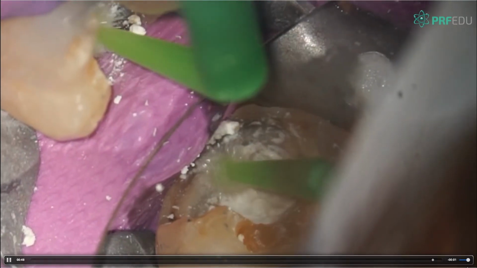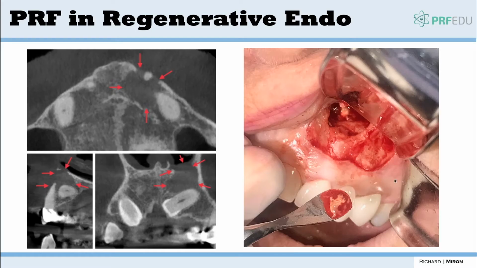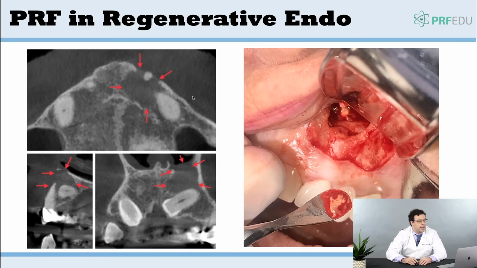layer added. So there you can see the use of platelet-rich fibrin that's being utilized there in some of these pulp capping procedures. It's also used for different apexification procedures. So it's quite interesting to see its use, like I said, in endo.